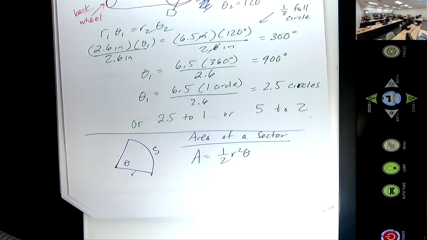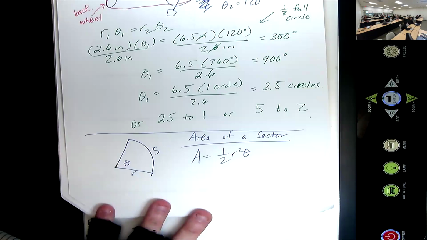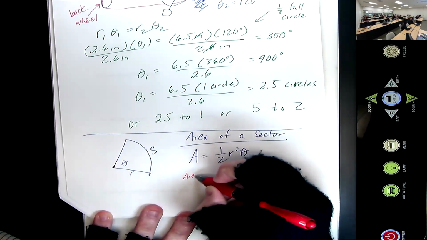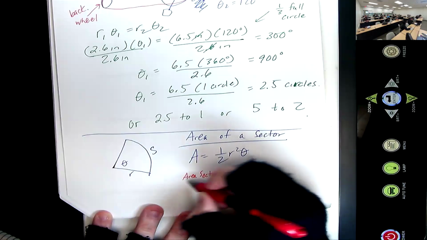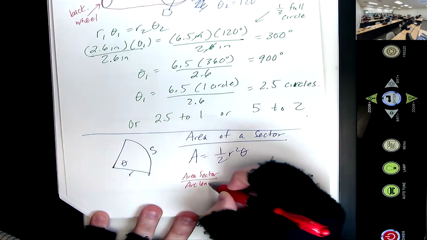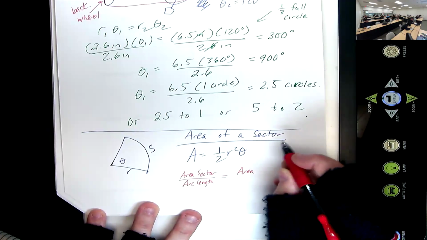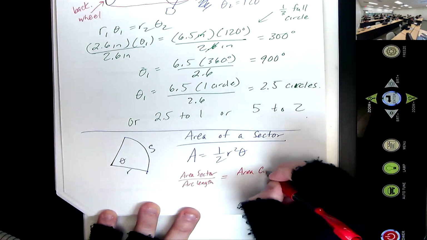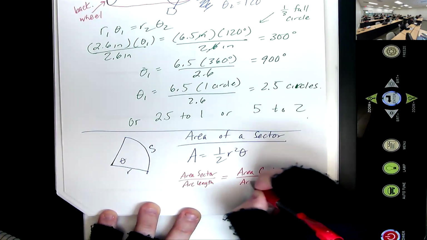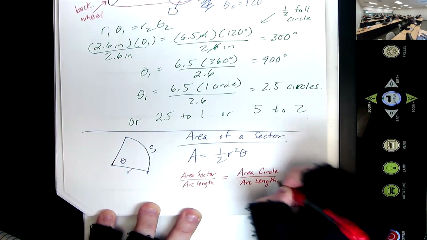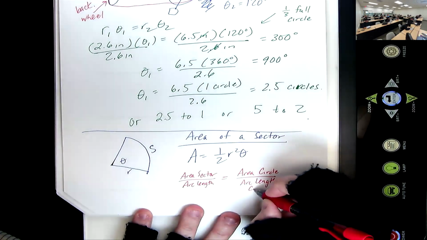This, I'll be honest, is a pain to memorize. If I need it and don't have it in front of me and don't want to go look it up, I derive it. So I'm going to show you how you can get this formula. I'm going to look at the area of a sector over arc length. A sector versus, I'm going to compare that, it should have the same relationship or proportion as the area of a full circle compared to the arc length of a full circle.